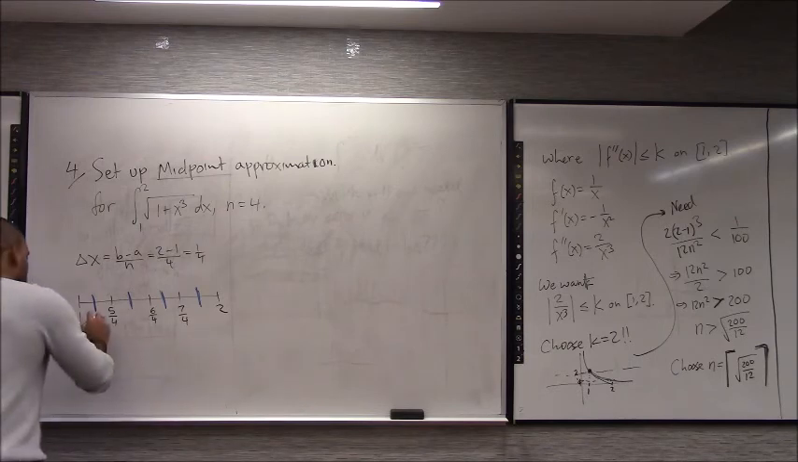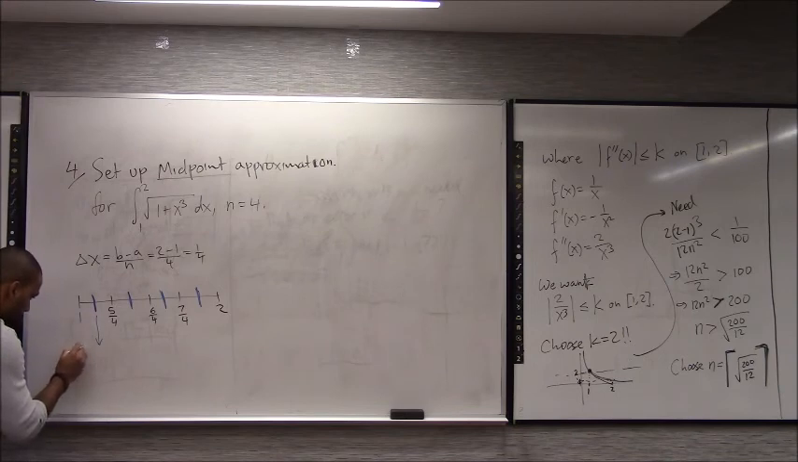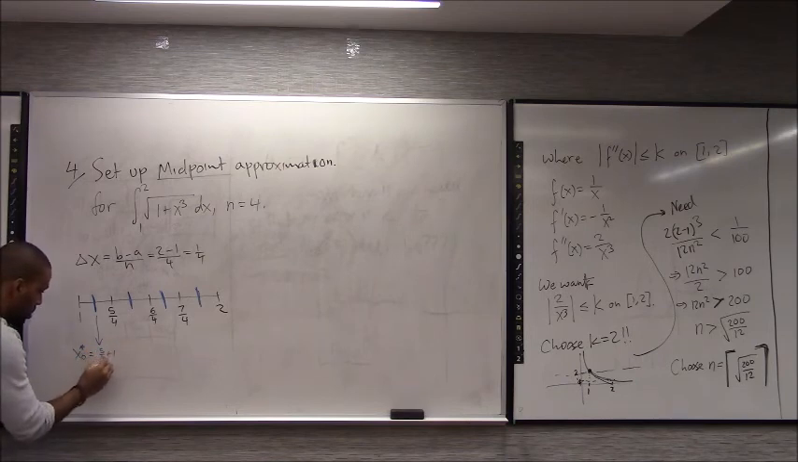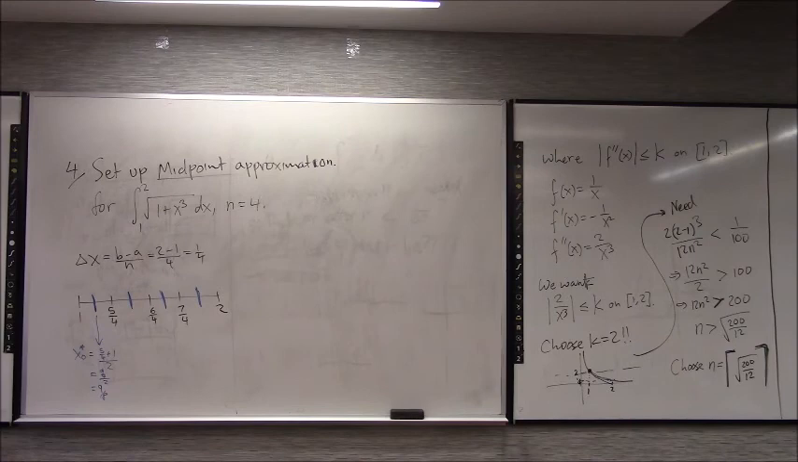Well, for the first one, it's found by taking the average of these two. So your x naught star, or x naught bar, sometimes we use it, is going to be just take 5 over 4 plus 1, all over 2. So it's 9 over 4 all over 2. So that's 9 over 8. So that's going to be the first guy here, 9 over 8.